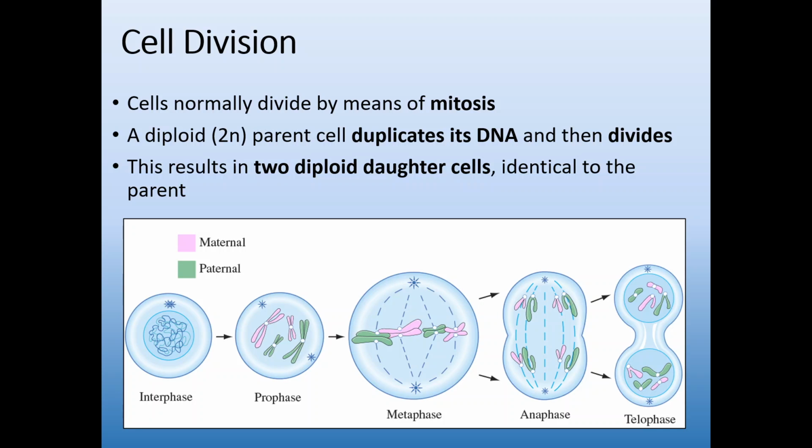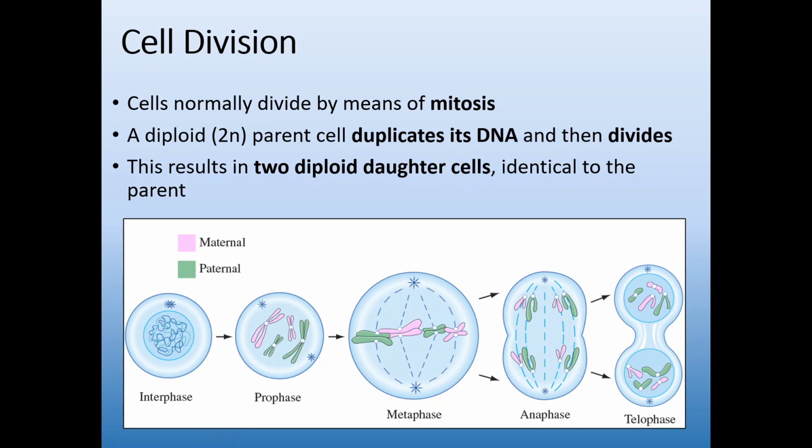Cells are going to normally divide by the process of mitosis. Remember, this is for all of your somatic cells, anything that is not a gamete. It starts from a diploid parent, so 2N, meaning it has two full sets of chromosomes, a total of 46 chromosomes. The first part of this process involves duplicating the DNA, and then we're going to divide that cell into two new ones.